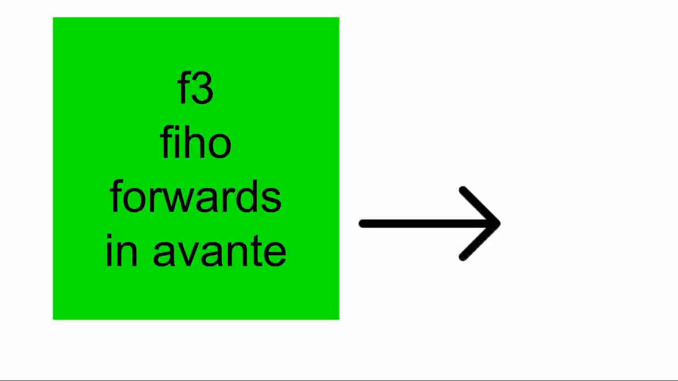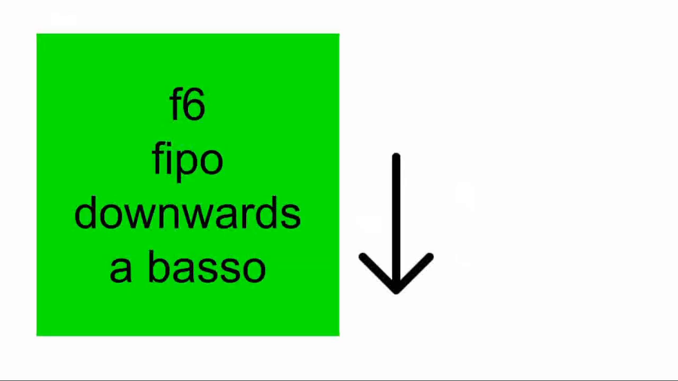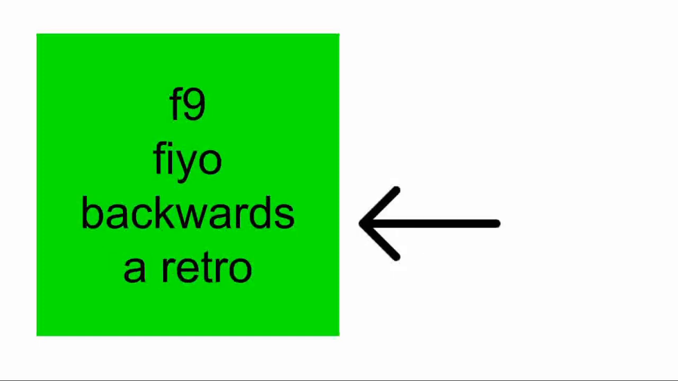If we rotate that arrow to the 3 o'clock position, it's pronounced phi hu, and it means forwards. If we rotate the arrow to the 6 o'clock position, it's pronounced phi pu, and it means downwards. And if we rotate it to the 9 o'clock position, it's pronounced VU. It means backwards. Notice that numbers can actually be a part of the alphabet in Wakifa.